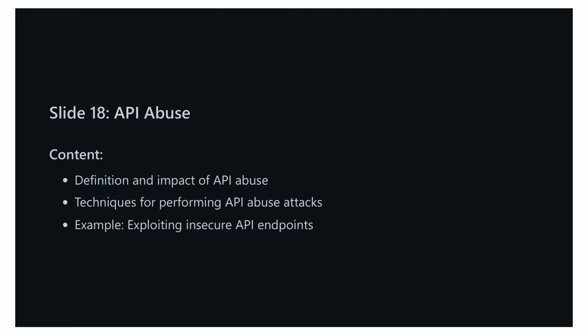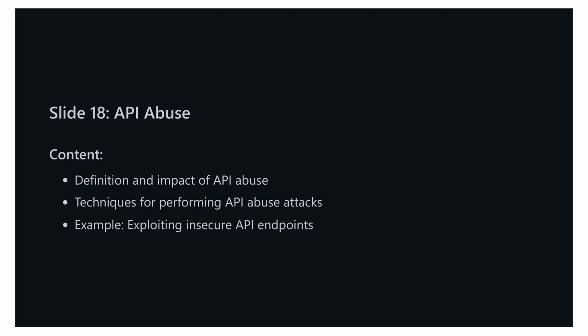To illustrate this, let's consider an example of exploiting insecure API endpoints. Imagine an API designed to fetch user details without proper authentication controls. An attacker could potentially query this endpoint to retrieve sensitive information about users, leading to a data breach. Understanding API abuse is crucial for securing your applications. By recognizing these risks and implementing robust security measures like rate limiting, strong authentication, and thorough input validation, we can mitigate the threats posed by API abuse.